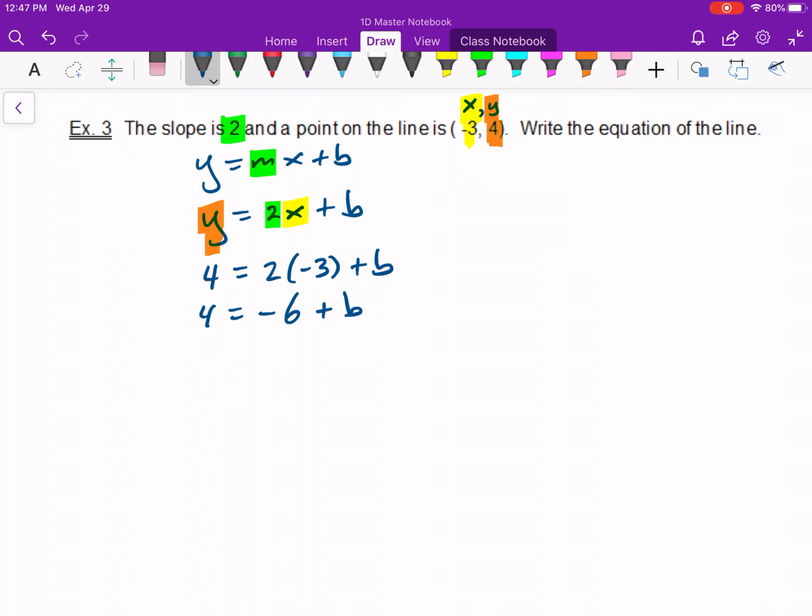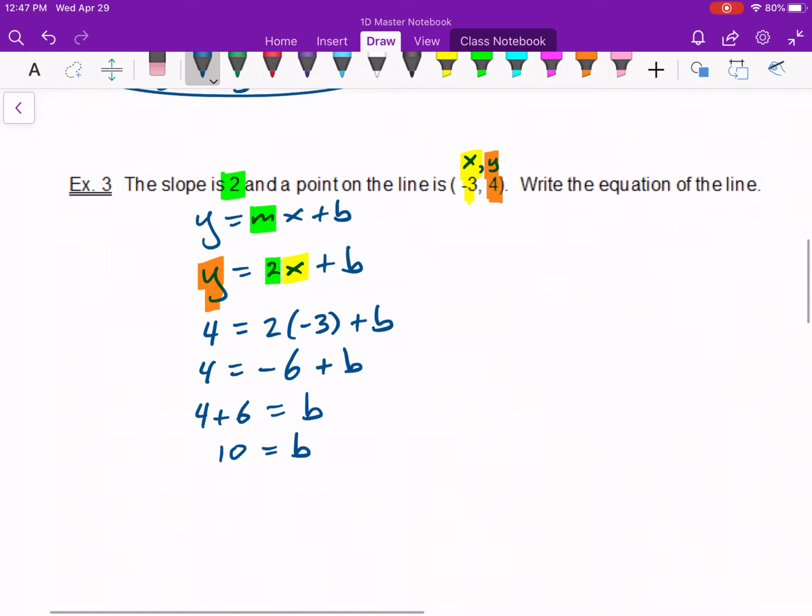And now to get b by itself, I'm going to bring that -6 to the other side. In other words, I'm going to add 6 to each side. Now b is by itself. So b equals 10, or 10 equals b. It doesn't matter which side of the equation the b is on. But now I've got what I want.